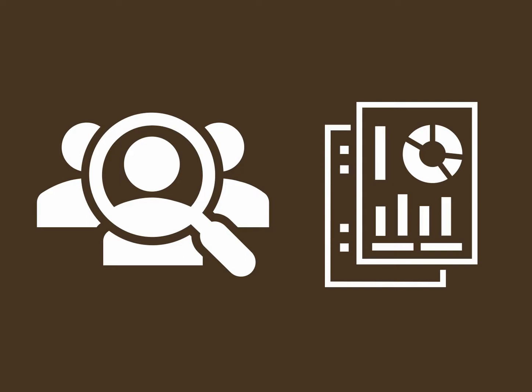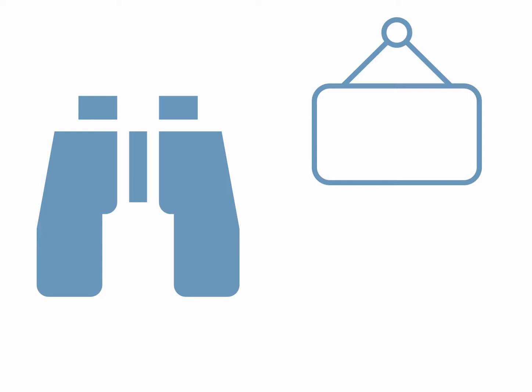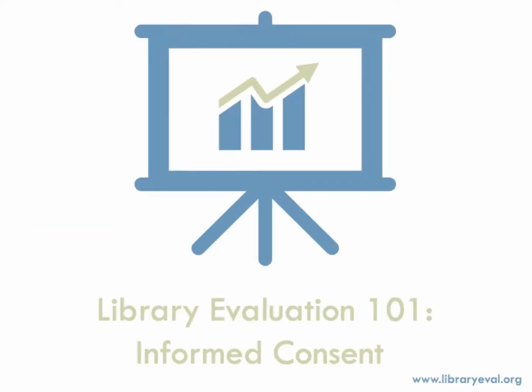When it comes time to conduct your observations, you'll need to obtain informed consent from the people that you're observing. If you're observing people as they use the library, you can do this by posting a sign. If you're observing a program or event, you can make a brief announcement. For more information about obtaining informed consent, you can view the informed consent video in this series.